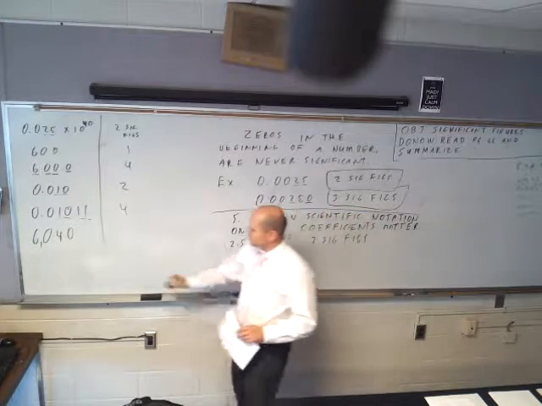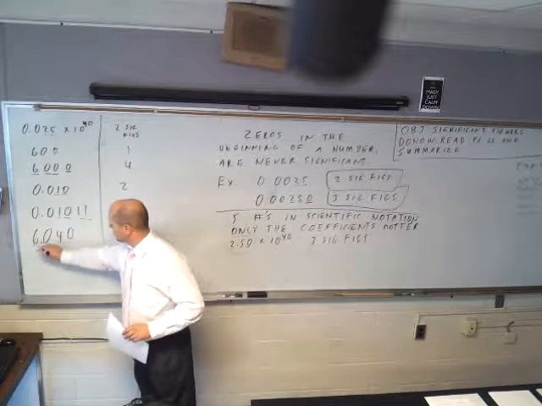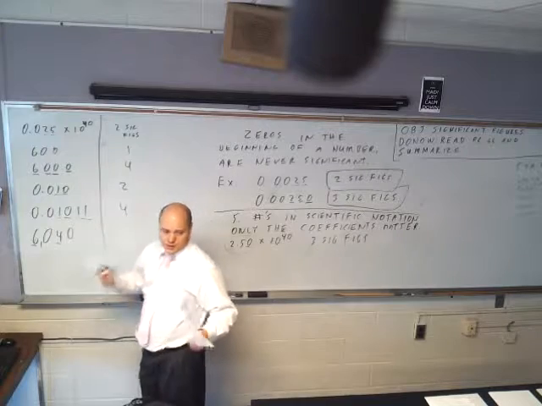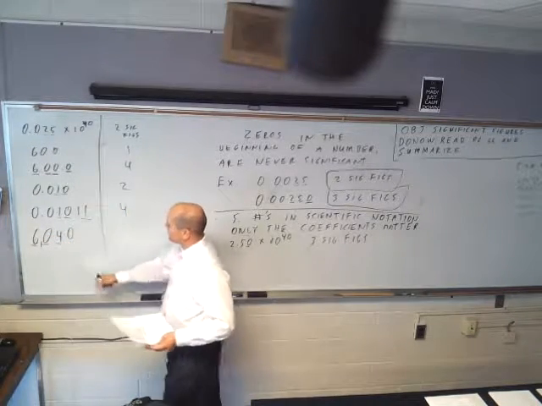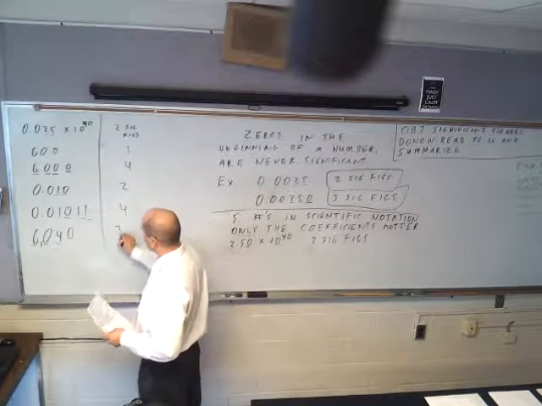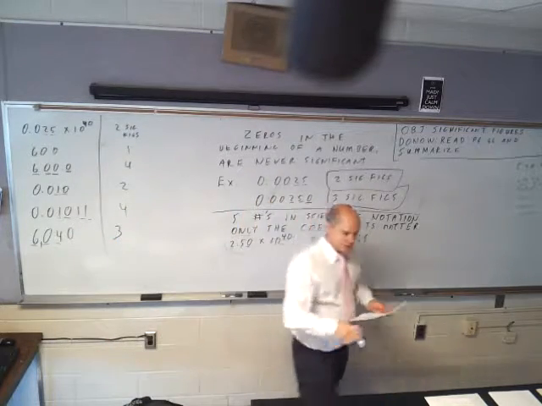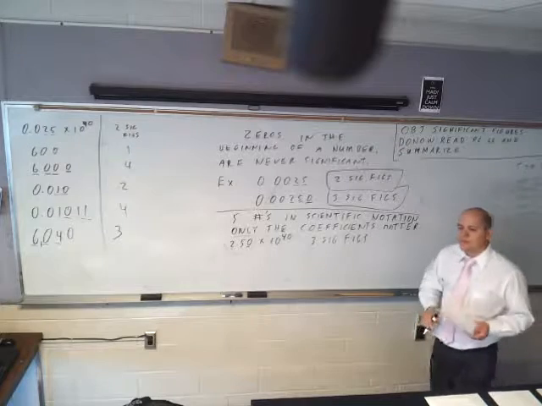3. Yeah, not the last one. So the non-zeros, of course, are significant. And then rule number 2 says any 0 between significant figures is always significant, so that one is. But because there's no decimal, this 0 is not significant. So remember, there has to be a decimal for the zeros to the right to matter.